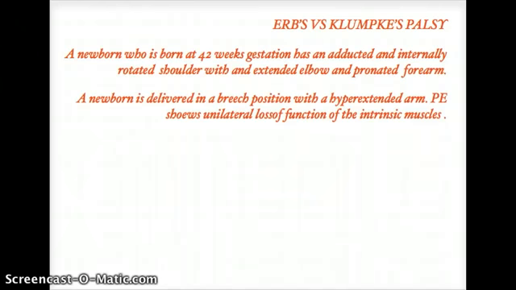Now let's look at the first example that I have here. The first example says that a newborn is born at 42 weeks gestation, has an adducted and internally rotated shoulder with an extended elbow and pronated forearm. Now I would like to stop there and think about every single thing that this vignette is telling us.